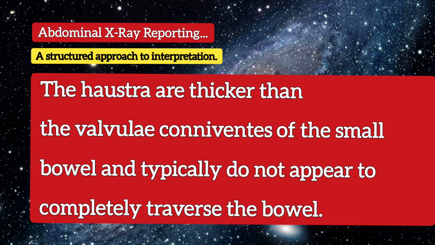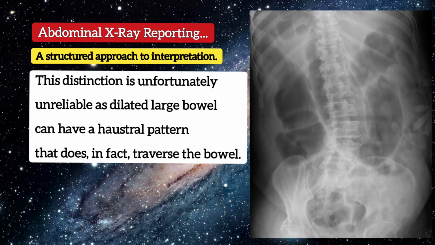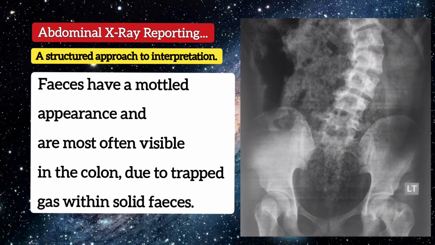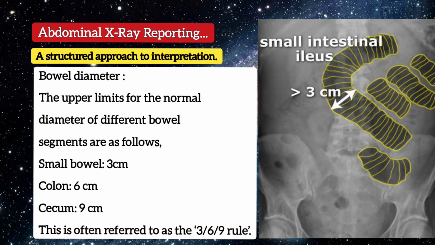The haustra are thicker than the valvulae conniventes of the small bowel and typically do not appear to completely traverse the bowel. This distinction is unfortunately unreliable, as dilated large bowel can have a haustral pattern that does, in fact, traverse the bowel. Feces have a mottled appearance and are most often visible in the colon, due to trapped gas within solid feces. Bowel diameter.